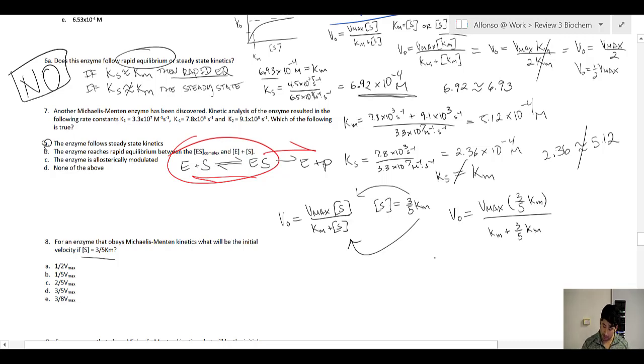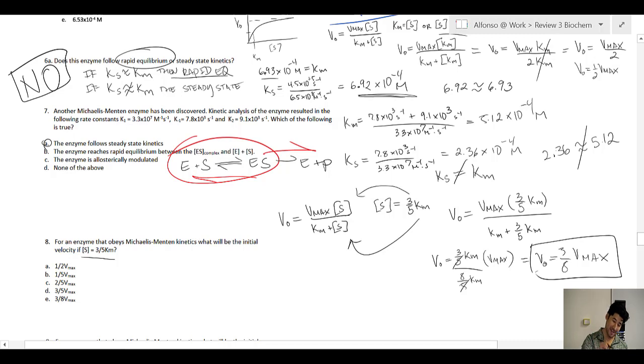So what is this equal to? So initial velocity is 3/5 of the Km. I'm going to do this step by step because my math isn't the best. So then the next part will be 8/5 Km times Vmax at the top, I forgot. And then the 5's cancel out, and your initial velocity is 3/8 of the Vmax, which is one of the answer choices, so I'm very happy.